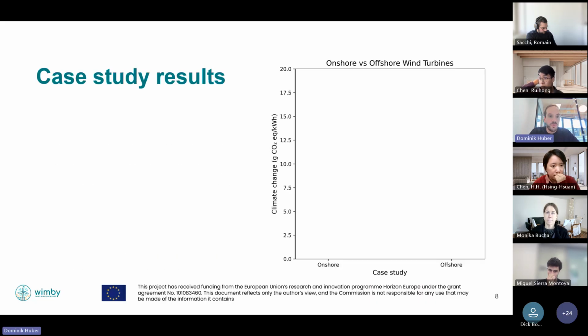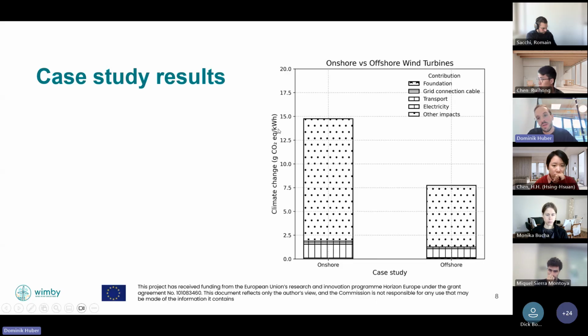And now let's look into some results. So I have demonstrated my model with two case studies. One is for onshore and offshore, which we can see here on the right side on the x-axis of this chart. And then we look into climate change impact per kilowatt hour produced. What we can see here now is results for on- and offshore turbines. And we can see that the parts here in the lower part represent the components that were refined with more detailed inventories. And we can see that the contribution is actually quite small.